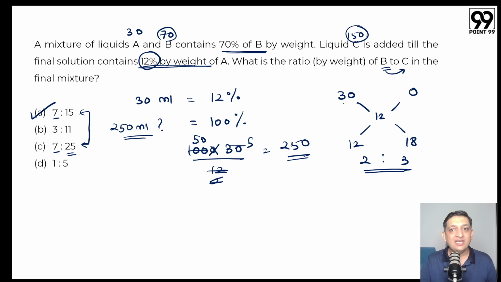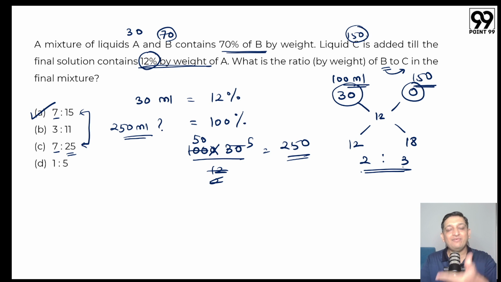What does this mean? If this were 2 parts, then this becomes 3 parts. But we know that this was 100 ml to start with, because the first mixture that we had was 100 ml. If this is 100 ml, this automatically becomes 150 ml. And because the entire thing is C, we know that we have 70 ml of B and 150 ml of C, which will again give us 7:15 as the answer to this particular question.